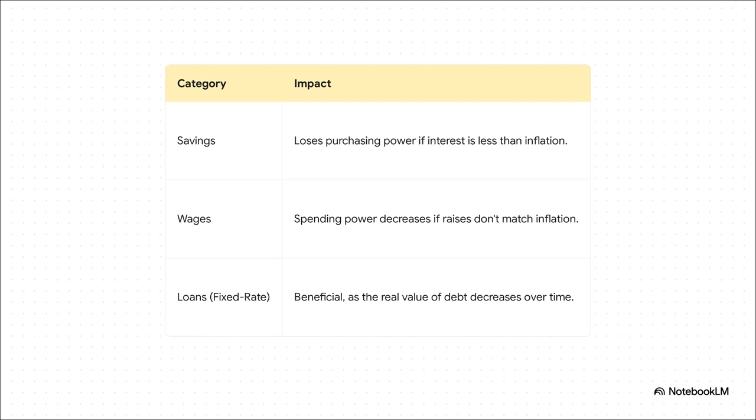And what about your paycheck? If you get a 2% raise, but inflation is at 3%, you've technically taken a pay cut in terms of what you can actually buy. But here's an interesting twist. If you have a fixed rate loan, like a mortgage, inflation can actually work in your favor. You end up repaying that debt with money that's worth less than it was when you first borrowed it.